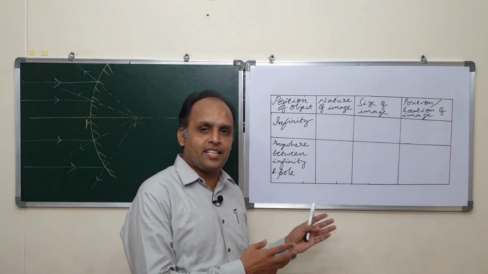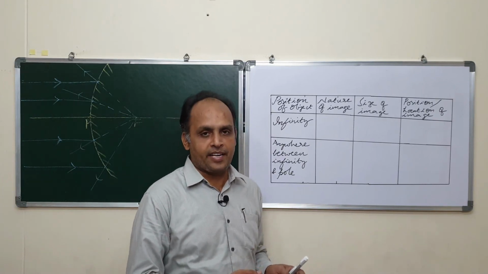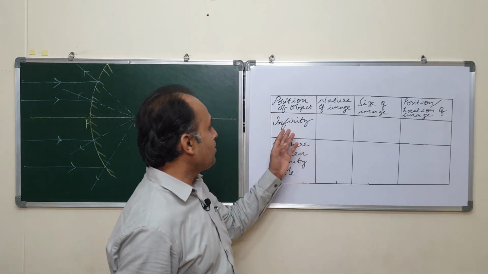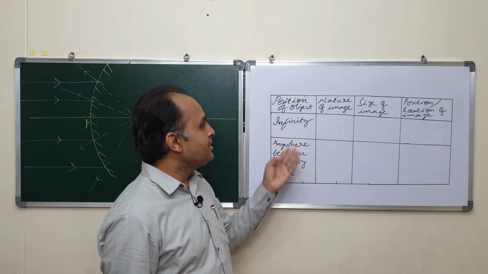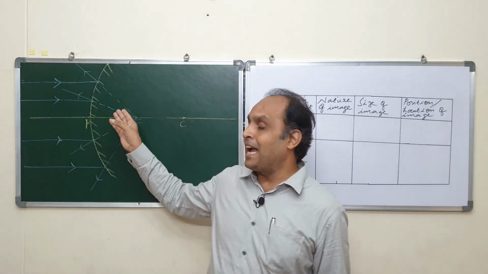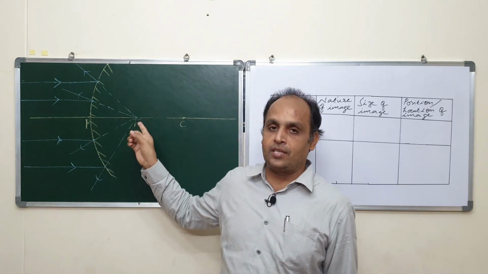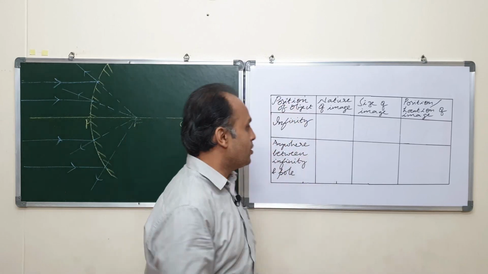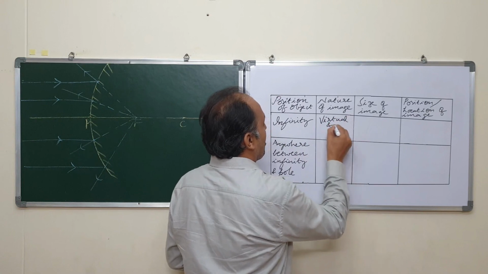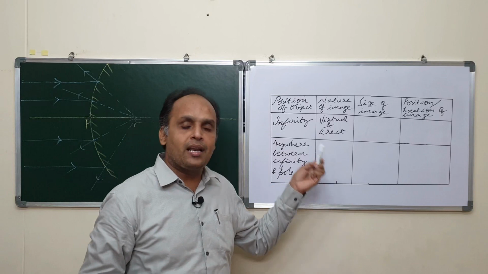Alright, so now let us see the characteristics of the image formed when the object is placed at infinity in front of a convex mirror. The first one, position of object is infinity, and nature of image. The rays of light are not actually meeting after reflection. They are appearing to diverge from this point which is the focus. So the image will be virtual, and a virtual image is always erect. So the nature of the image is virtual and erect.